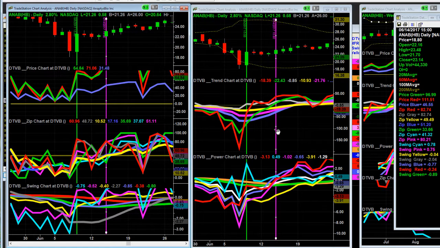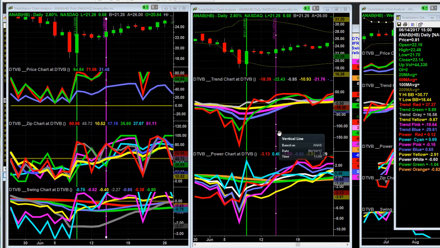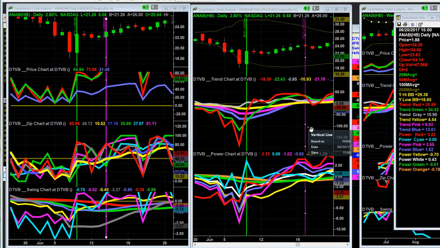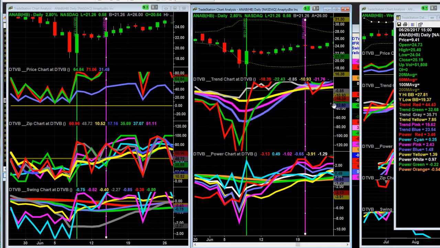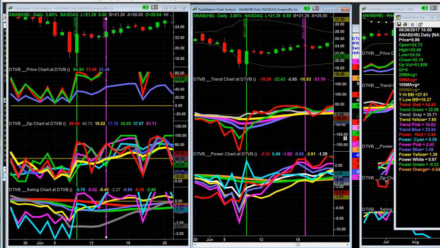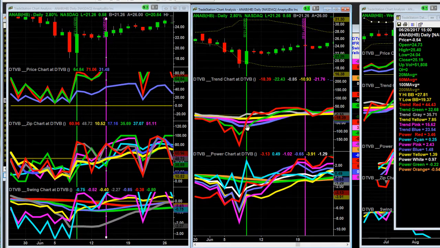And so again, we see the notations of up movements. In our trend red and green example, whenever trend red crosses over green, you're technically in what we refer to as an uptrend.